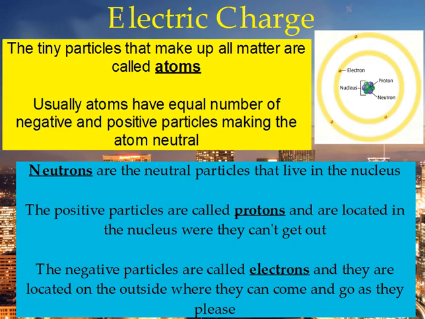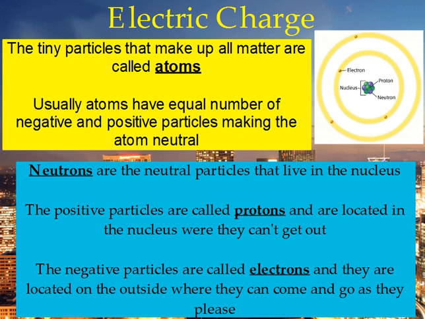So before we actually get into static electricity, we need to do a little bit of review. Remember back in first semester, we started talking about atoms in chemistry. Those tiny little particles that make up all matter are called atoms. Usually atoms have an equal number of negative and positive particles to make them neutral. So they might have 2 plus and minus 2. That would be 0. It'd be neutral. They cancel each other out.